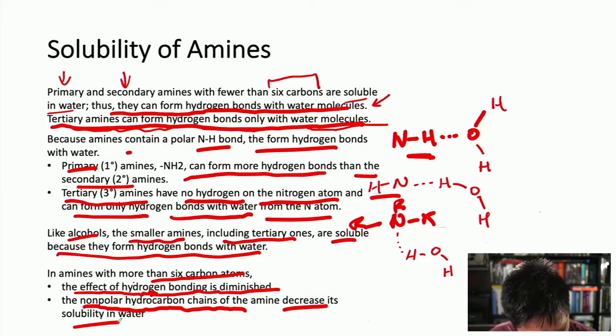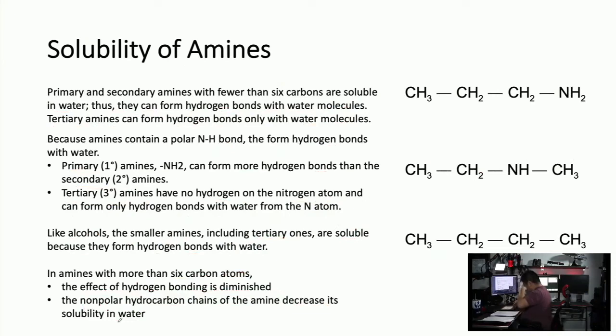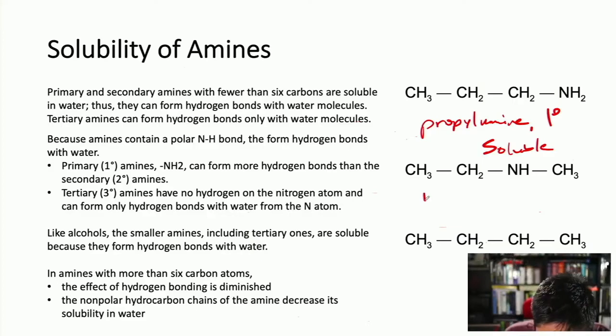And then I have some examples next here, but I need to put those up and clear. There we go. All right, so what is this guy here? This is a propylamine, and it is a primary, which means it's soluble in water. Here's a secondary. The secondary is ethylamine.